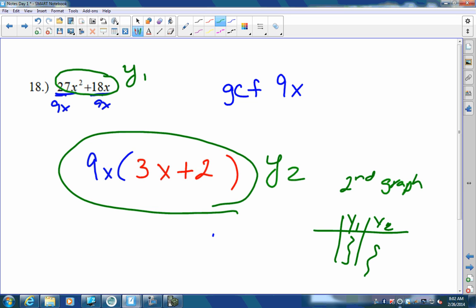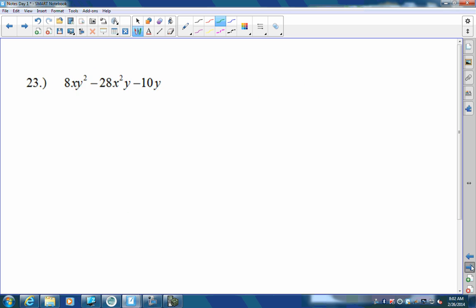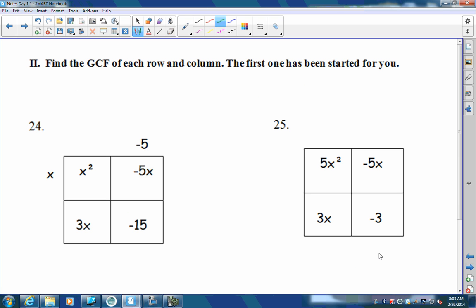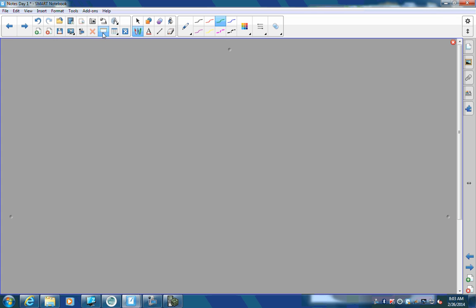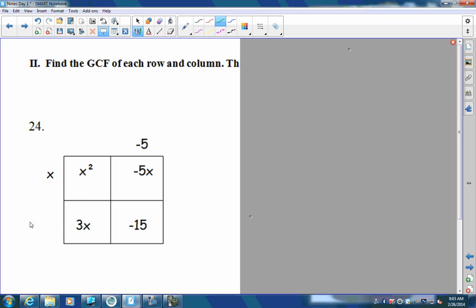All right, let me skip these for a second. I want to look at this. Now, if I look at number 24, it's giving me a box, and what you're trying to do is kind of like a puzzle. You can go through and try to figure out, of these 2 boxes right here, what's the GCF of these 2 terms?